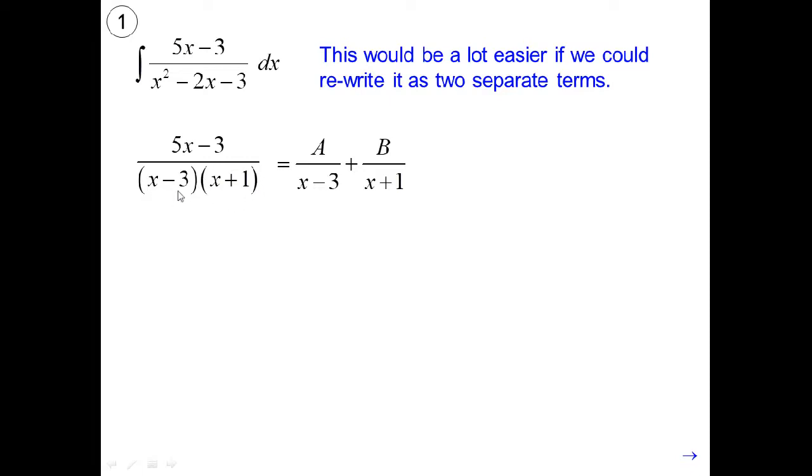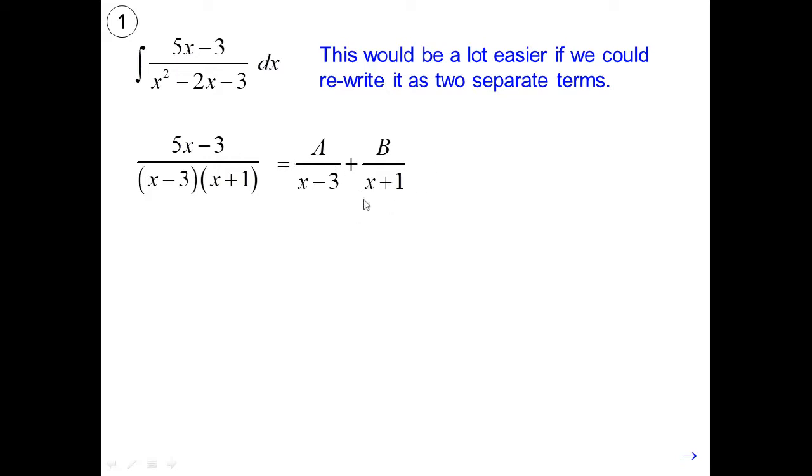And it doesn't matter what order these are in. Whatever you find for A with this problem will always end up over the x minus 3. So if this had been B, it's still going to end up being the exact same number. So don't worry so much about which one's first and which one's second, because it doesn't matter.